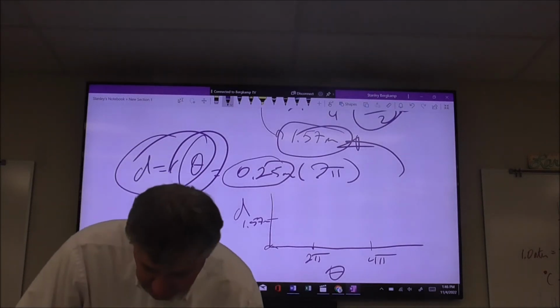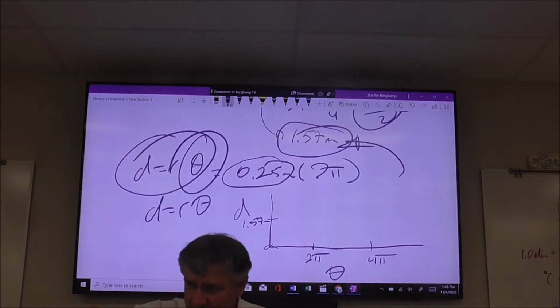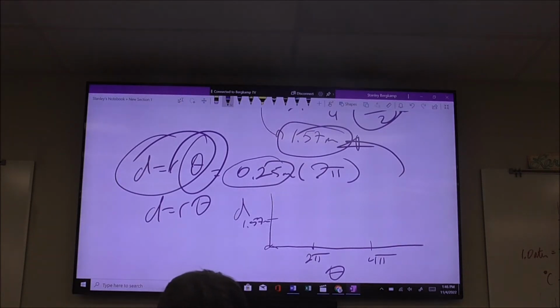So here's the deal. If we went through 2 pi radians with the wheel, we traveled 1.57 meters, right? Okay. Went through 4 pi, oddly enough, we travel 3.14 meters. Have a line like this. Now, out of curiosity, could we find the slope of this line? Yes. So somebody take 1.57 meters minus 0 divided by 2 pi.